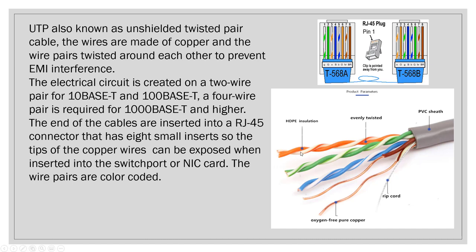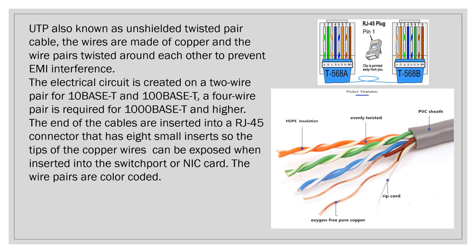As you can see here, the wires are twisted around each other to prevent this EMI from causing problems on your network. The electrical circuit is created on a 2-wire pair for a 10 base T and a 100 base T network, so that's 10 megabytes or 100 megabytes. And a 4-wire pair is required for 1000 base T and higher.